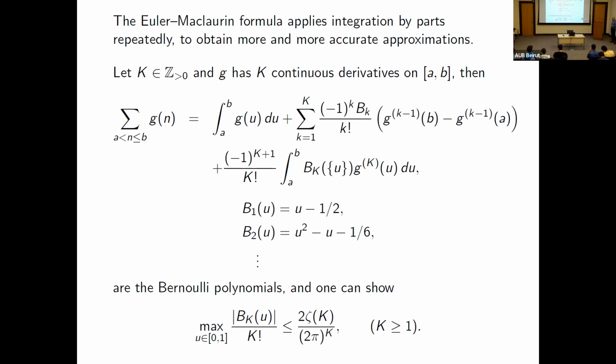The second thing is zeta of k. As k goes to infinity, this zeta of k goes to 1. So basically, you're saying that this quantity is bounded by something like 1 over 2 pi to the k. So it decays exponentially with k. And this is how you can achieve good error estimates using the Euler-Maclaurin formula, assuming that your kth derivative is not too large compared to 1 over 2 pi to the k. It's just like an application of integration by parts.